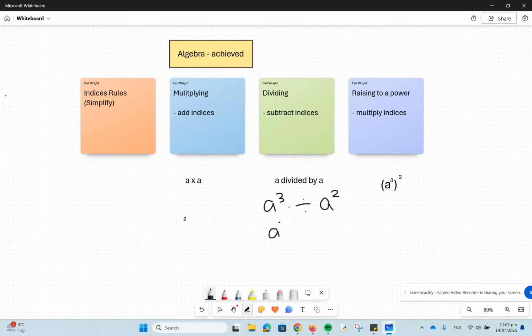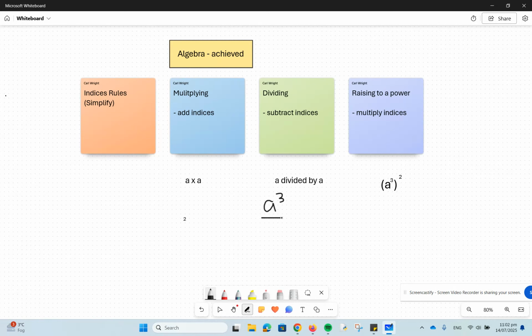A to the 3, and the indice is the little number, remember? And we're just subtracting that, and that will leave us with 3 minus 2 is 1. So it'll leave me a to the 1, or just a. Okay, there's our subtraction. Yeah? Okay, hopefully that makes sense. We just subtract. All right, let's write it a different way. The same question, but written a different way. This time, so you can sort of see similar to what we did before.